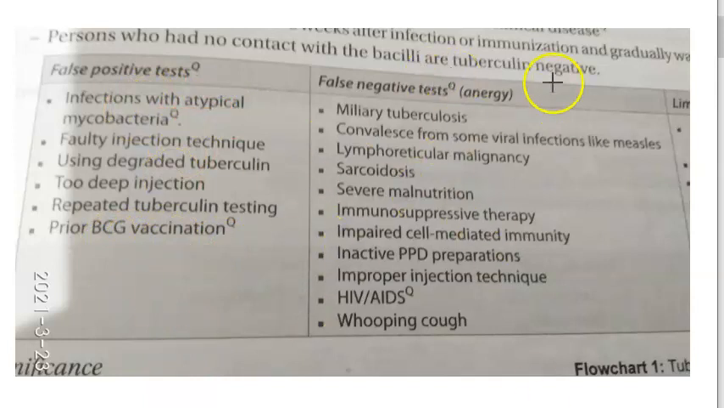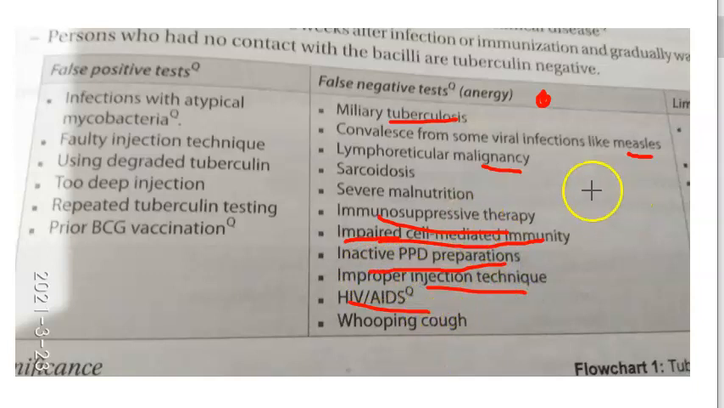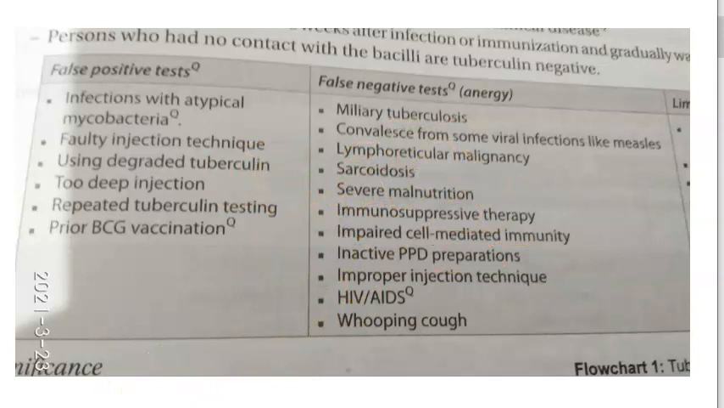Why can they have false negative? False negative means very small. They didn't react at all. Why? Because they have miliary tuberculosis, or they have HIV AIDS, they have some malignancy, they have some measles, immunosuppressed, impaired cell-mediated immunity. You did not give proper tuberculin, an inactive preparation you have given, improper injection again. So basically, these people have not reacted. That's all. Severe malnutrition. This guy is not at all reacting. Severe malnutrition. So these are all false negatives. Okay. So did you understand negatives and positives in tuberculin test?